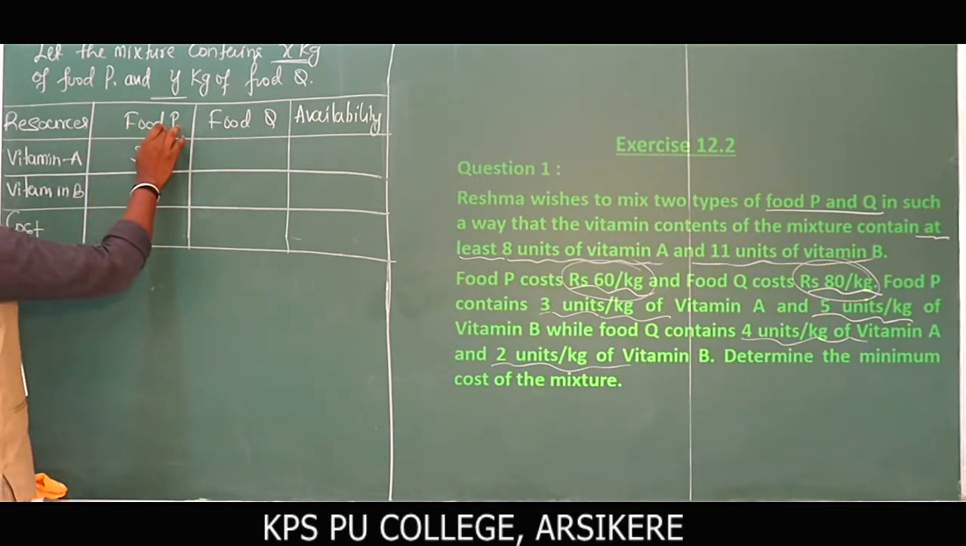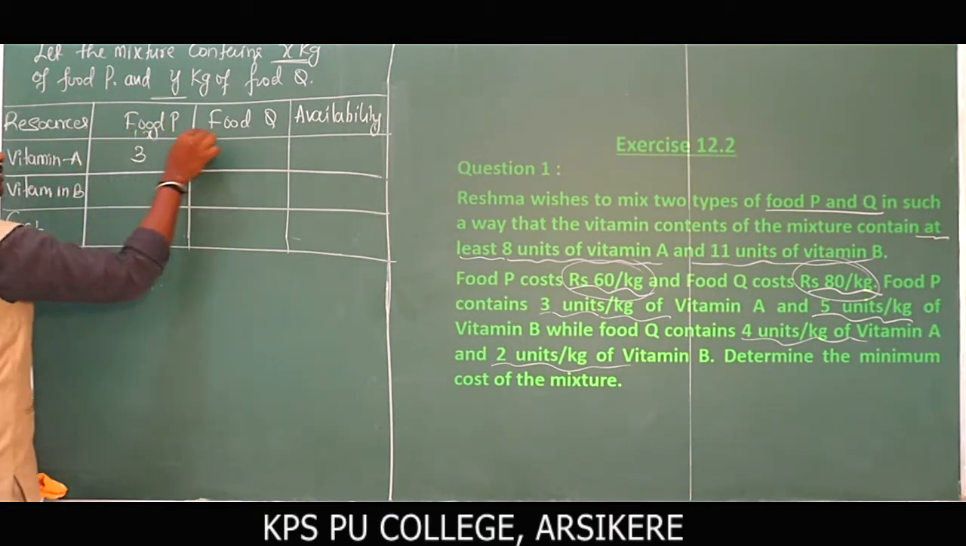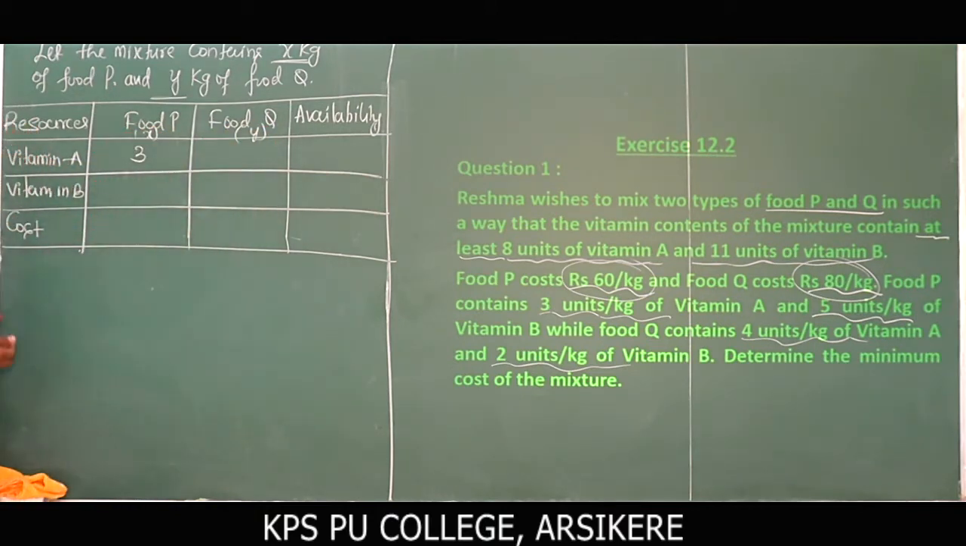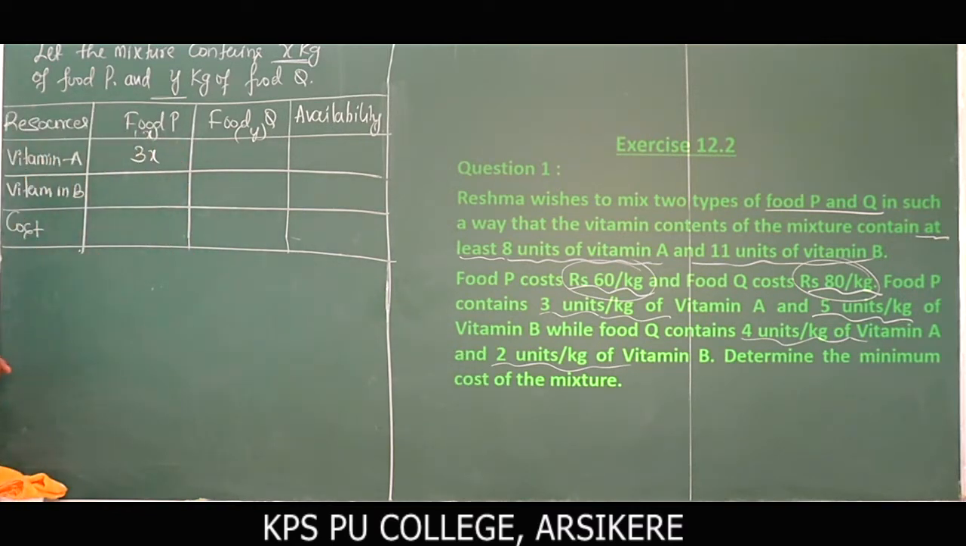So here, food P, the mixture containing x kg of food P, means you have to take x, and this will be y kgs. So 1 kg we have 3 units, for 2 kg 3 into 2, for x kg we have 3 into x. Clear? Okay. So what about vitamin B for food P? Vitamin B is 5 units per kg, that becomes 5x. Clear? That becomes 5x.